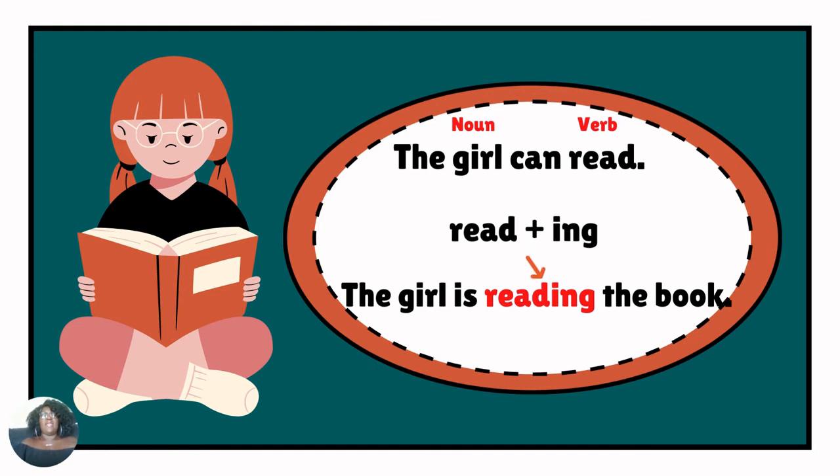The girl is reading the book. You wouldn't want to say the girl is reading the book with the wrong pronunciation. So use this word in the correct way depending on your sentences. The girl is reading the book. Next slide.